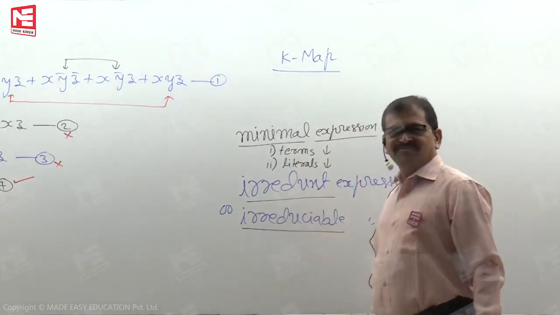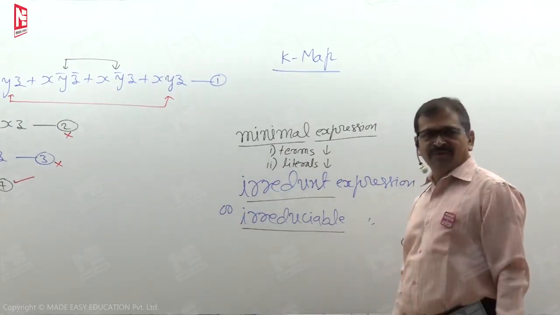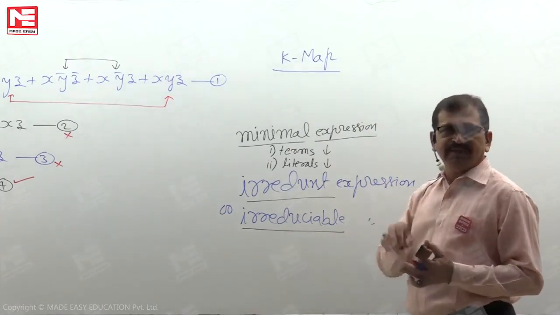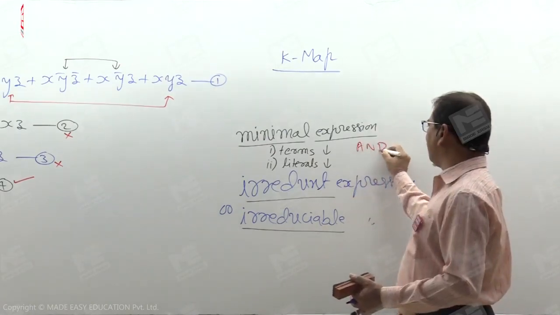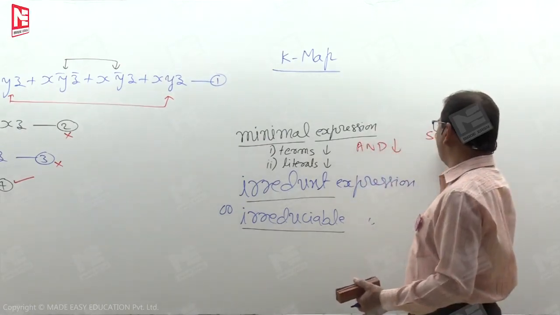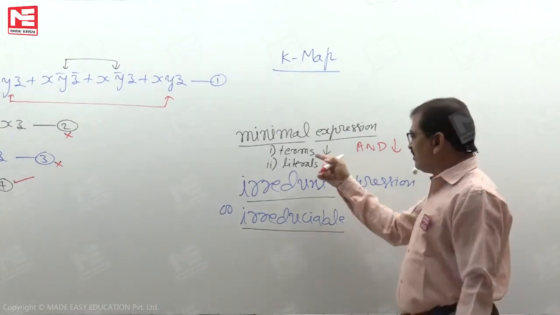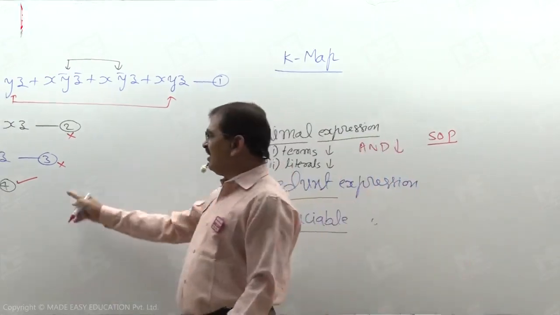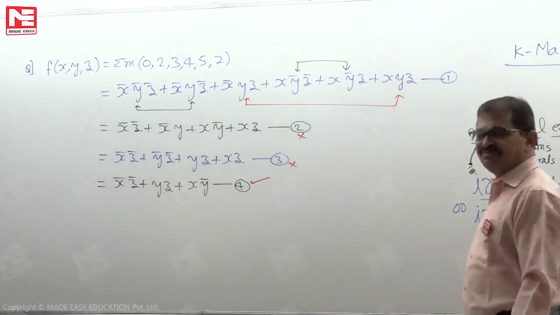We already know what advantage we have when the expression contains the minimum number of terms. If our discussion is limited to only the SOP form, then definitely the AND gates are fewer. Once the terms are fewer, the number of AND gates is fewer, because for realizing this you need 4 AND gates, whereas here we need only 3 gates.